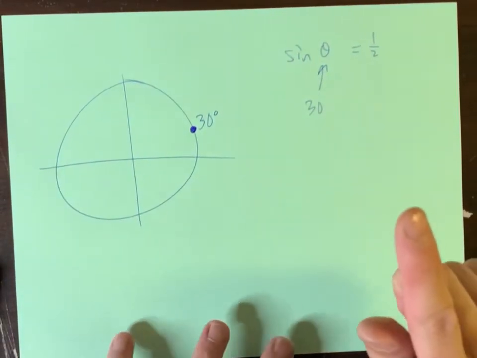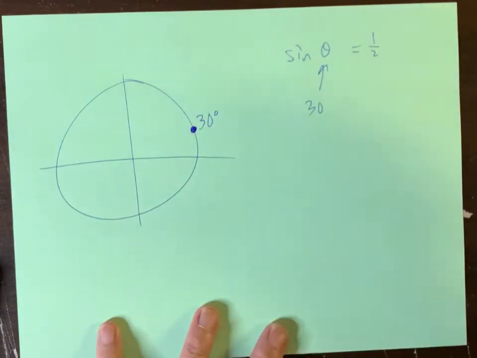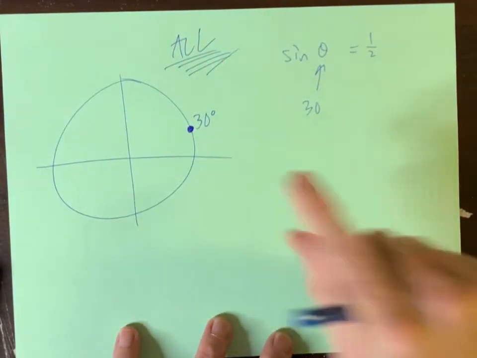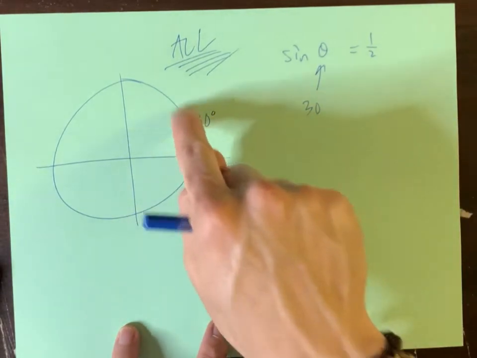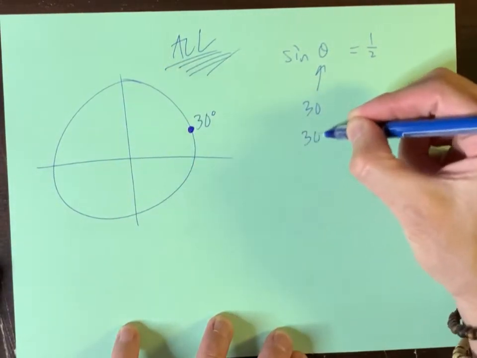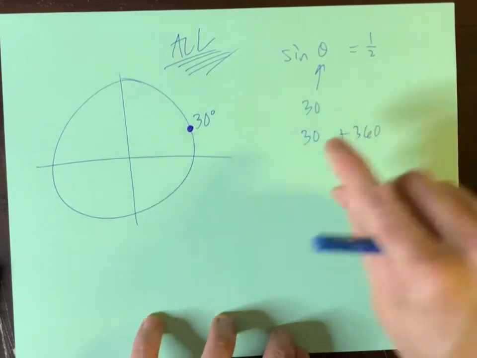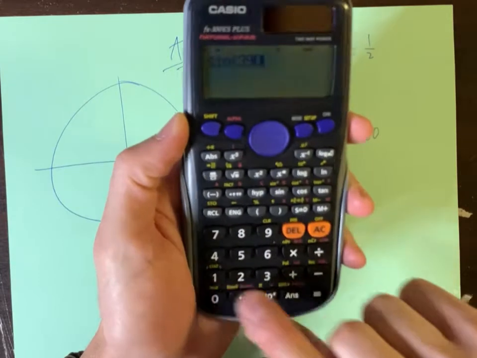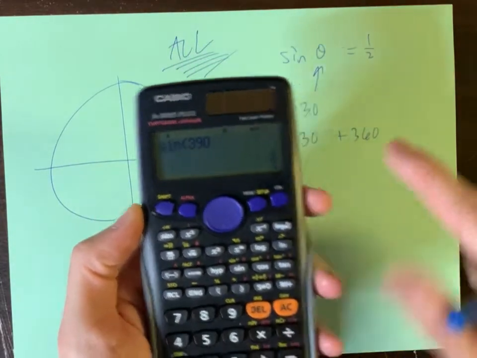But here's what I'm trying to get at. What if you want to find all the solutions? What if the directions say all the answers in the whole wide world? If 30 works, you know what else is going to work? If I go around the world. And if I go around the world, I'm adding 360. 30 plus 360 is 390. If I type in sine of 390, it's going to be the same. It's going to work. It's going to be 1/2.